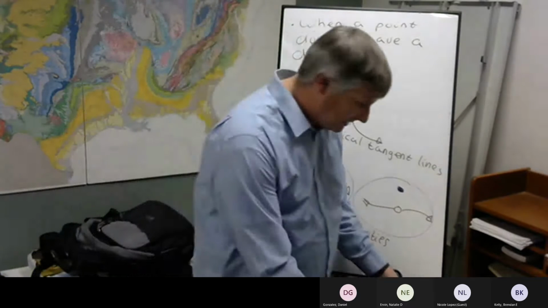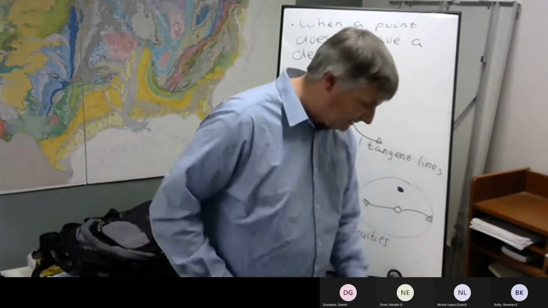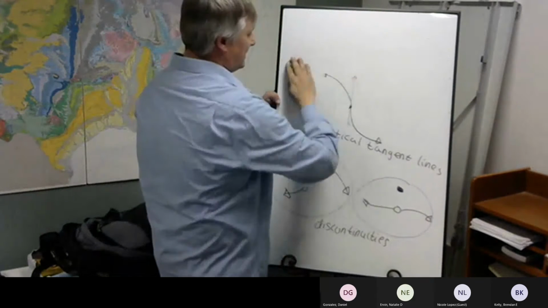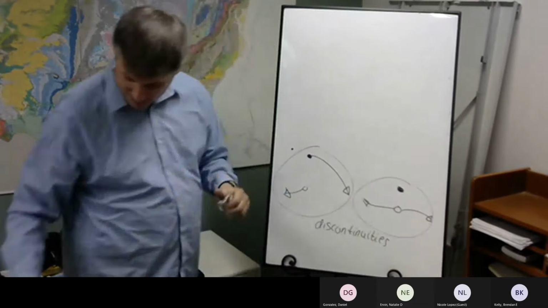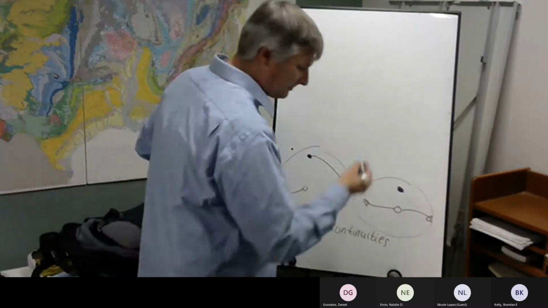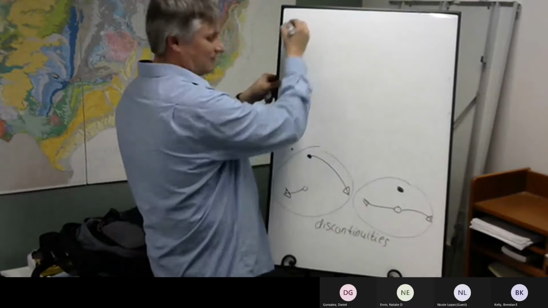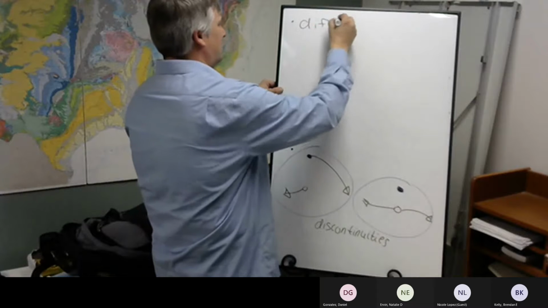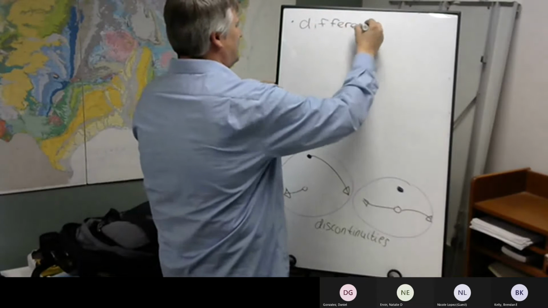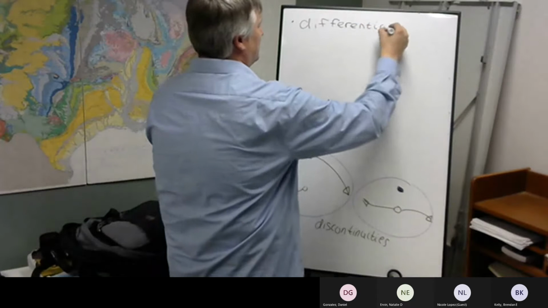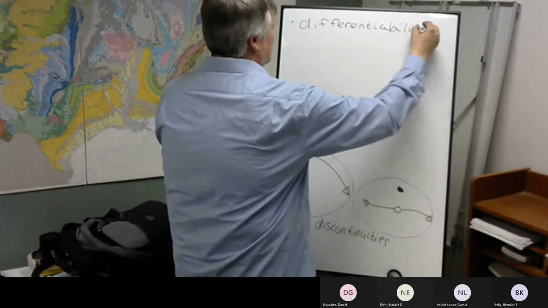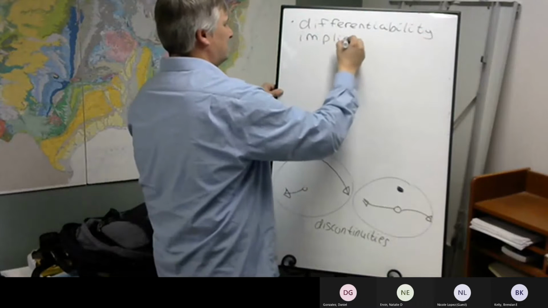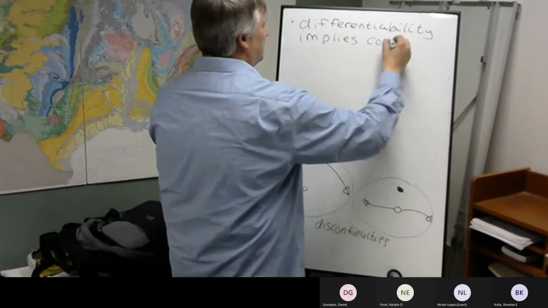So that's going to do it for 3.2. I'm a little late for, oh, I do want to mention this real quick. One last thing for 3.2. Differentiability implies continuity.